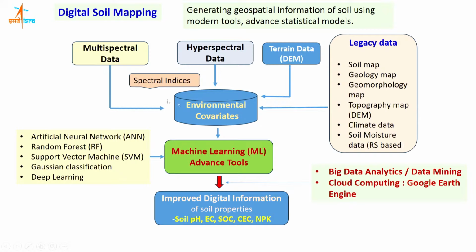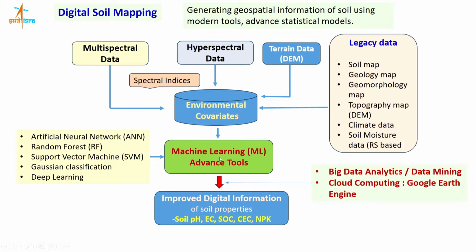And from satellite data we can generate the various spectral indices. There are 10 to 15 spectral indices that can be generated, and each map can be considered as an environmental covariate. So we use these as environmental covariates, and we use machine learning methods as a tool. In machine learning there are various methods: artificial neural network, random forest, support vector machine, or deep learning techniques.